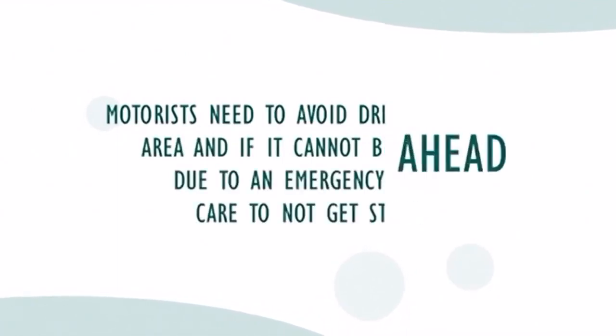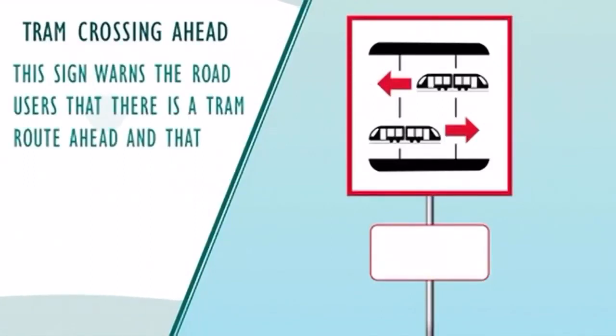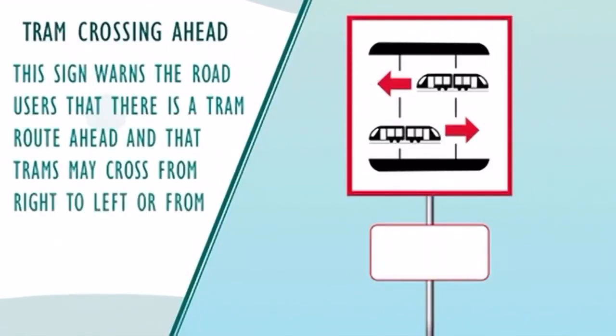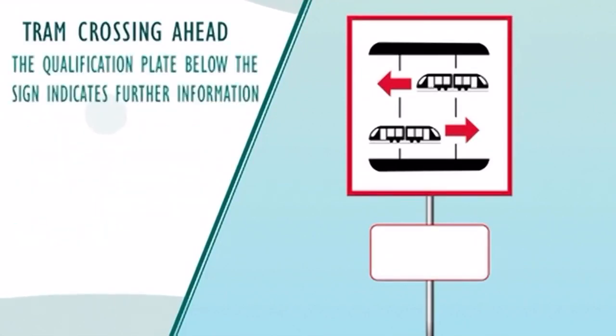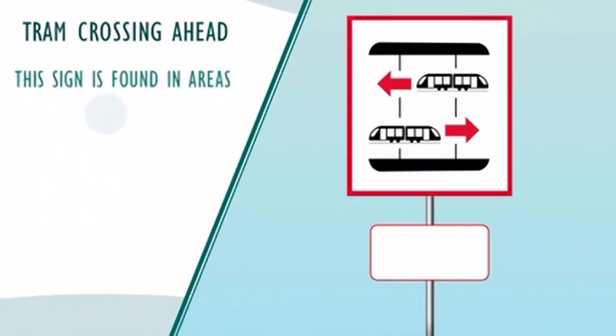This sign warns the road users that there is a tram route ahead and that trams may cross from right to left or from left to right. The qualification plate below the sign indicates further information, such as the direction to the tram track, distance to the tram track, or do not stop on the track. This sign is found in areas where tram is operated.